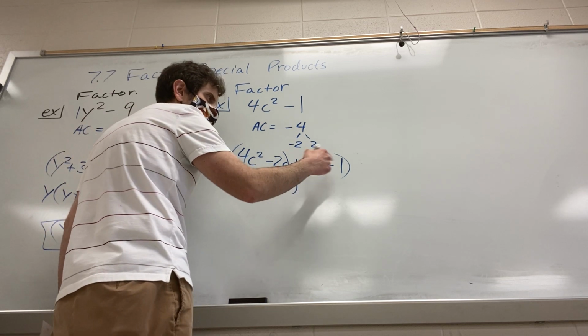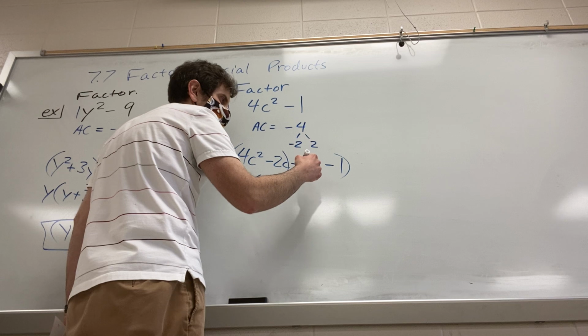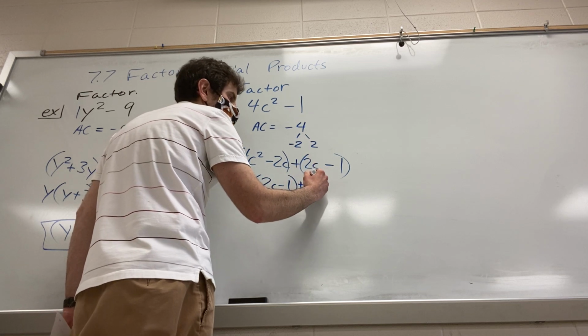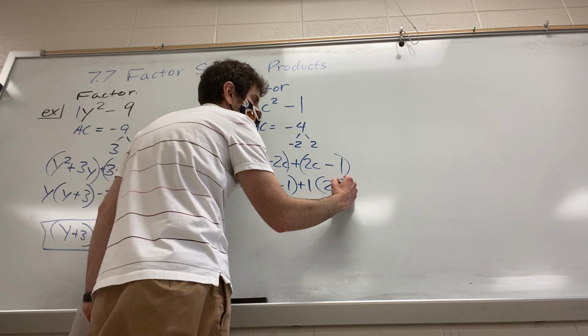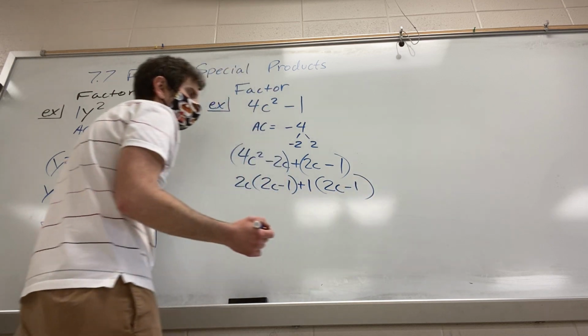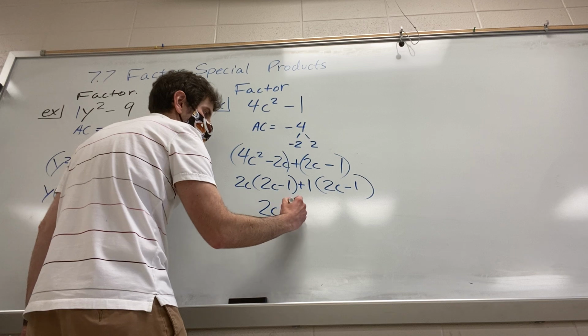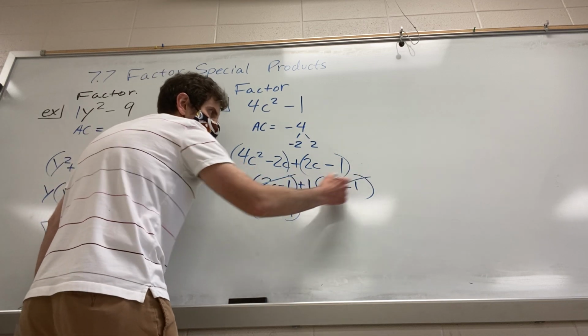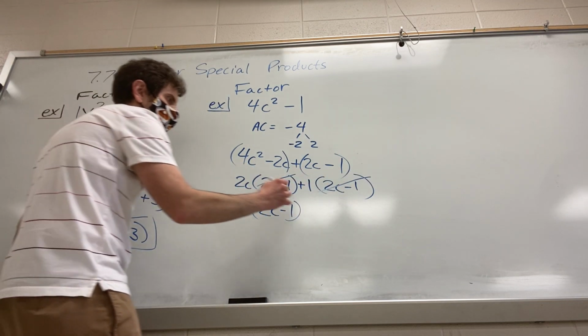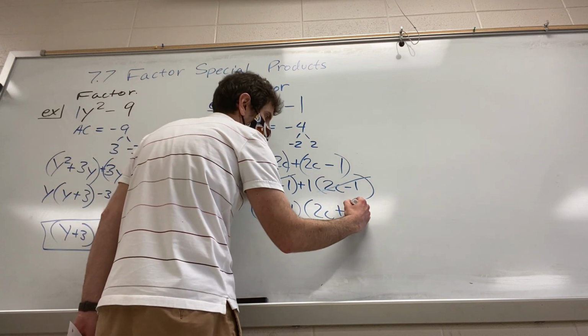Back here, can you factor anything out? -2. But so we do a 1, don't we? And now factor out this common binomial. We get 2c minus 1. And what's left over? 2c plus 1. All right.